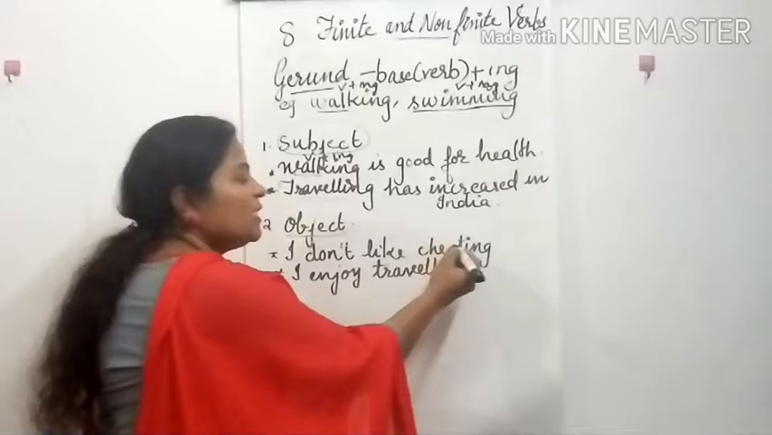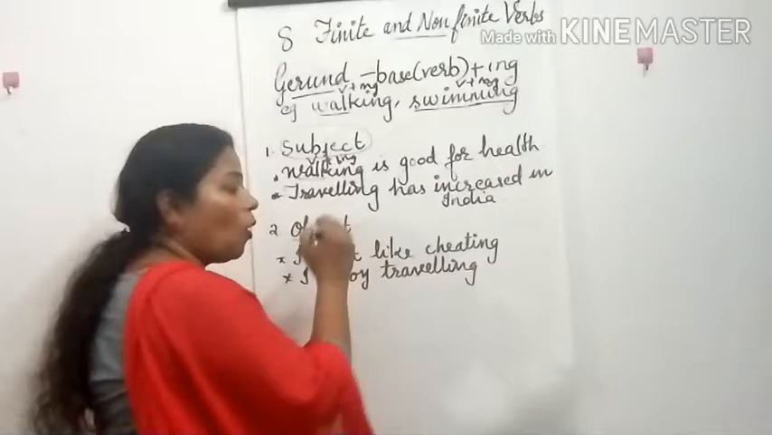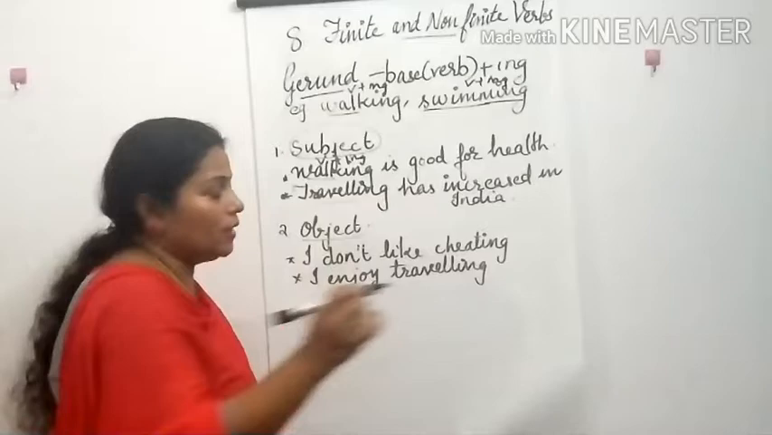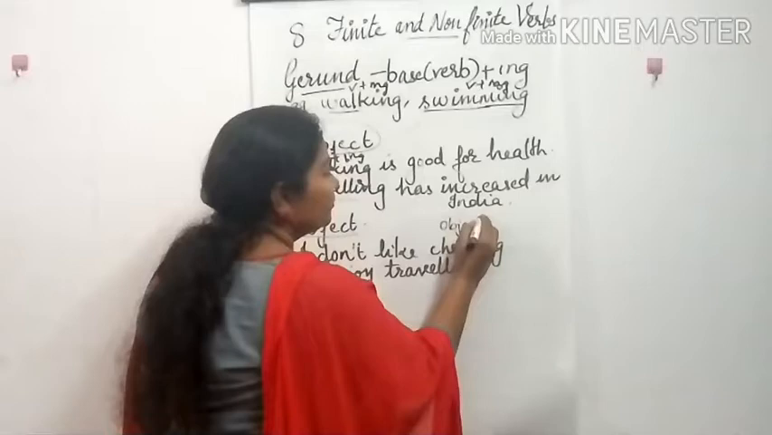Next one. I enjoy traveling. I enjoy what? Traveling. So it becomes the object. With the verb we are asking the question what, and when we get an answer, it becomes the object. I don't like cheating. I enjoy traveling. Here it comes at the end of the sentence and it is an object. The gerund is acting as an object in this sentence.